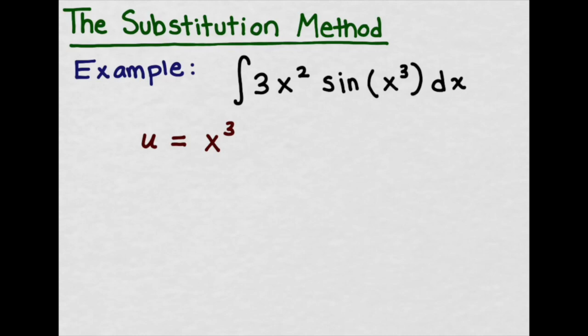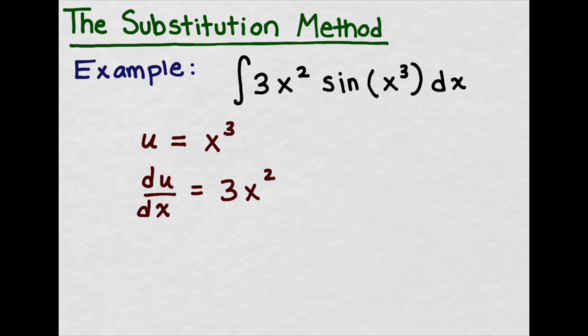Then we can differentiate u with respect to x. When we do that, we get du/dx equals 3x squared. Notice that 3x squared appears in the integrand. This is very convenient.